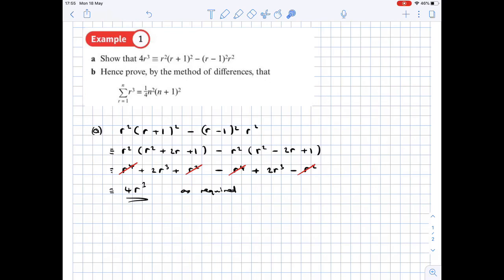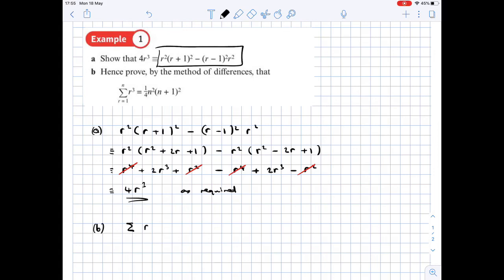Now for part B. Part B says hence prove, so the hence implies we're going to use the result from part A. So hence prove by the method of differences that the following summation is equal to a quarter n squared, brackets n plus 1 squared. Okay, so let's start by thinking what we have. Well, I can see an r cubed and an r cubed. So let's start by looking at the right hand side and thinking, okay, what happens if we sum that? Well, then we know it's equal to 4r cubed.